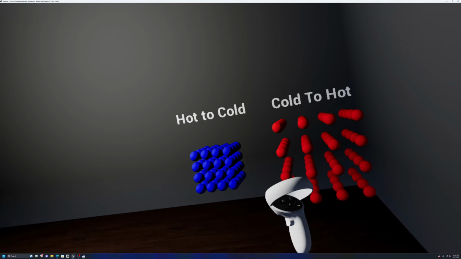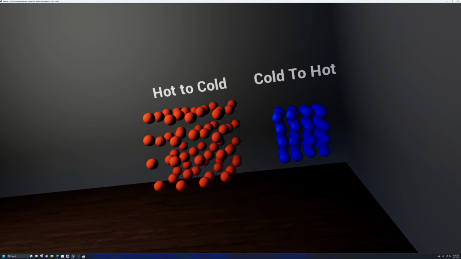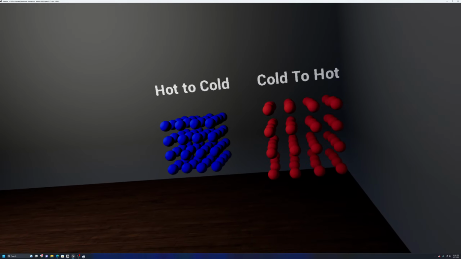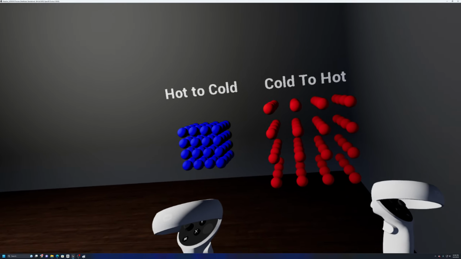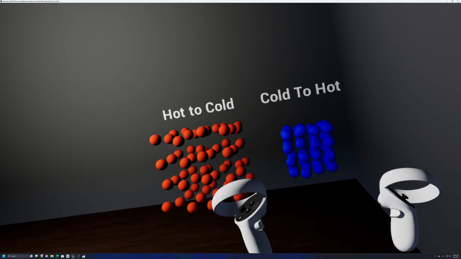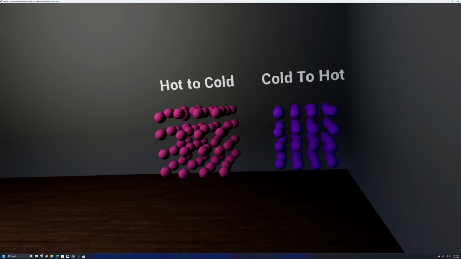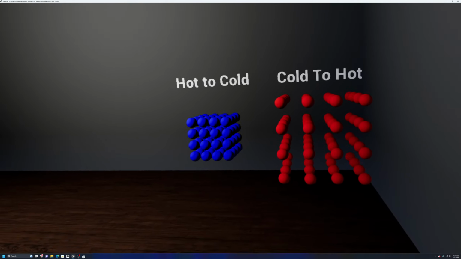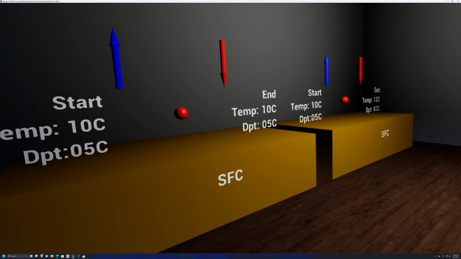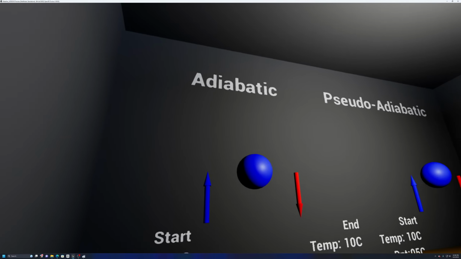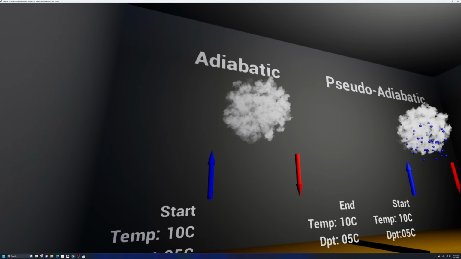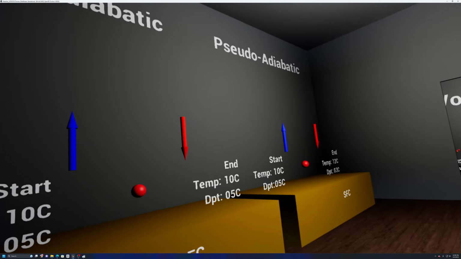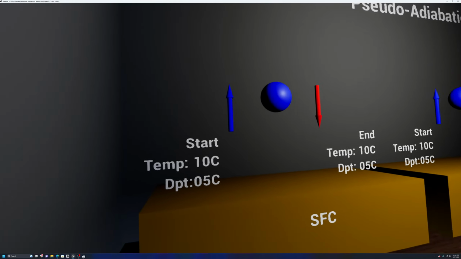But we've got hot to cold and cold to hot using Niagara particles jiggling around, and we talk about how a warm particle has more space in it to hold more water vapor, and so that's the basis of warm versus cold air and stuff like that. And then here we have the adiabatic process and the pseudo-adiabatic process, a reversible process, and then an irreversible process over to the right.